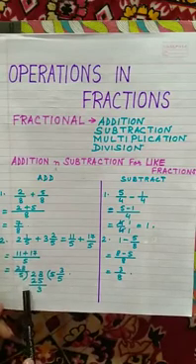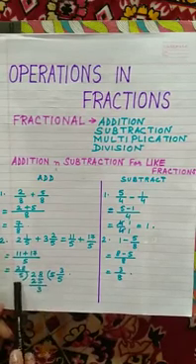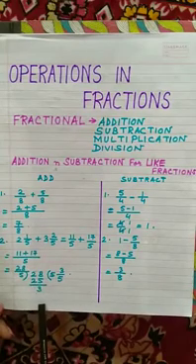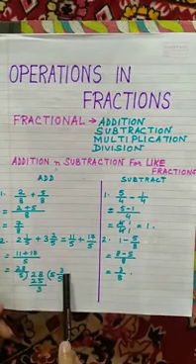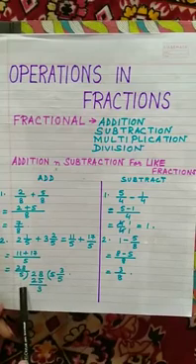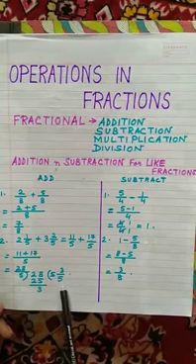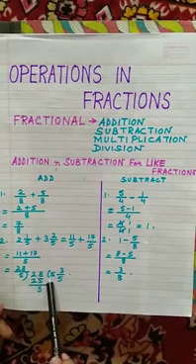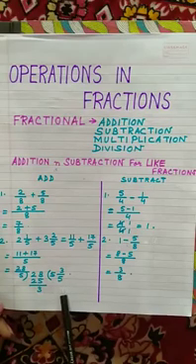How do we do that? We divide 28 by 5. 5 5s are 25, 3 remainder. This remainder goes up as numerator. Divisor comes down as denominator. So the answer is 5, 3 by 5.